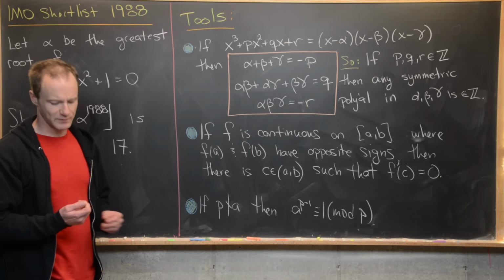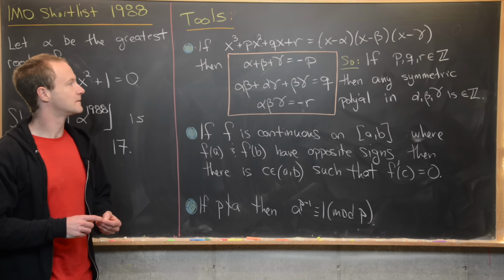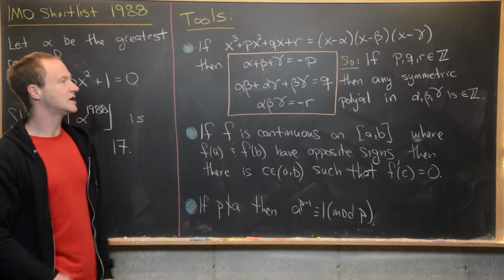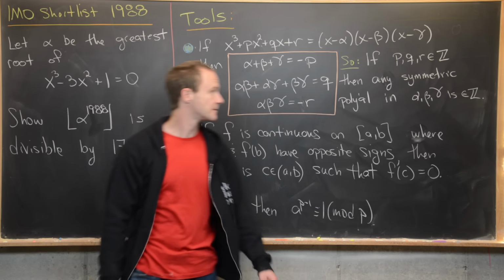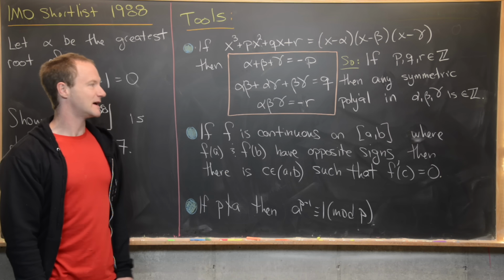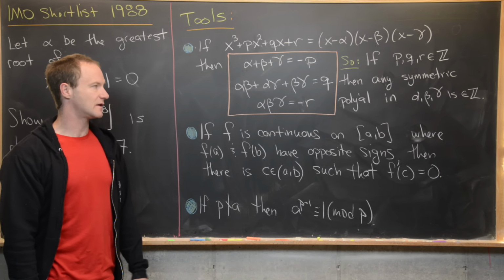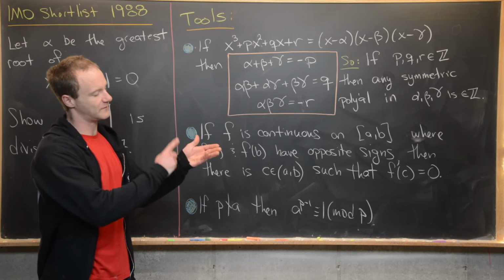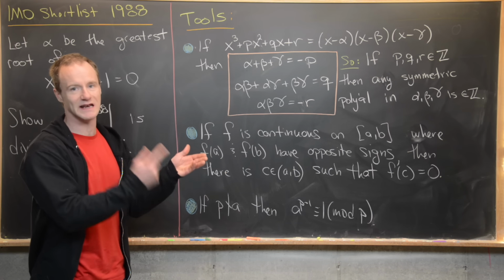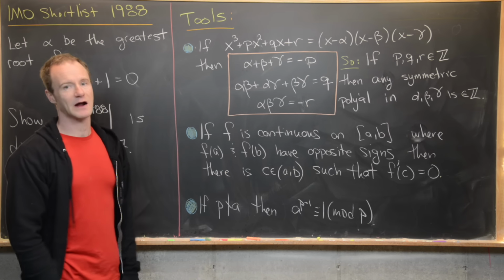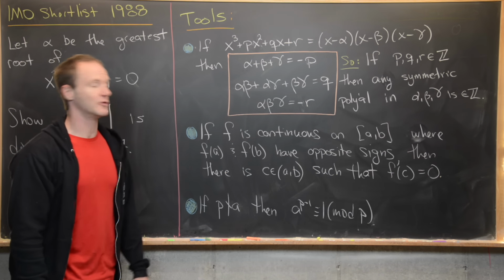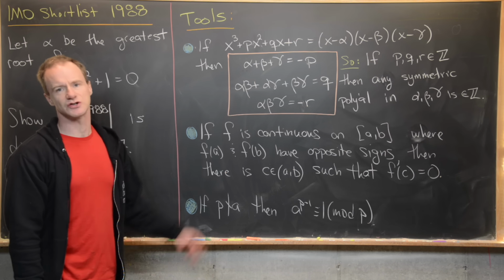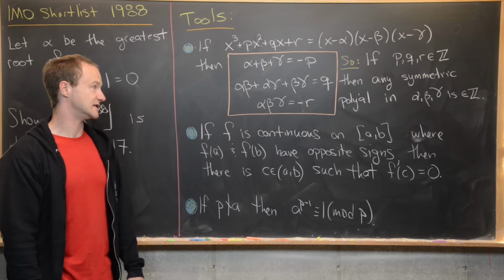And this actually implies something that's pretty strong: if p, q, and r are integers, which in our case they are, and you have a symmetric polynomial in the roots, then that symmetric polynomial in the roots is an integer. By a symmetric polynomial I mean a polynomial where if you switch any of the variables in any way, you end up back with the same polynomial. That holds obviously if you've got coefficients in the integers.